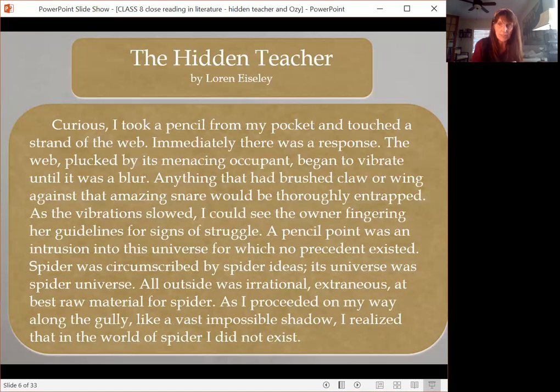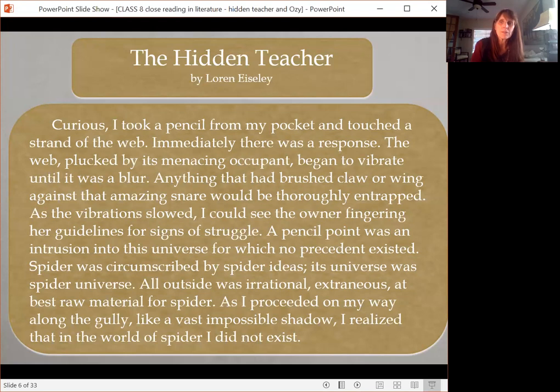A lot of people might think that it's the spider because it's set up as menacing. But from the perspective, now we're in this world of the web and the spider, the menacing occupant is actually the pencil. It began to vibrate the web until it was a blur. Now, anything that had brushed claw or wing against that amazing stair would be thoroughly entrapped. And as the vibration slowed, I could see the owner, which is the spider, fingering her guidelines for signs of struggle. Why is she looking for struggle?